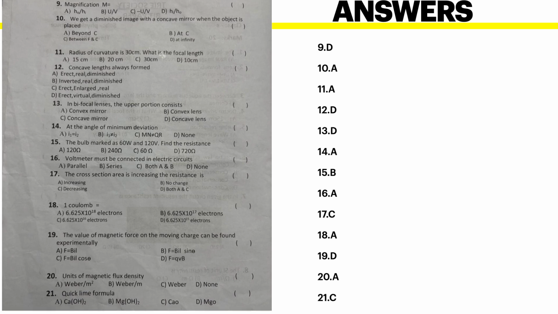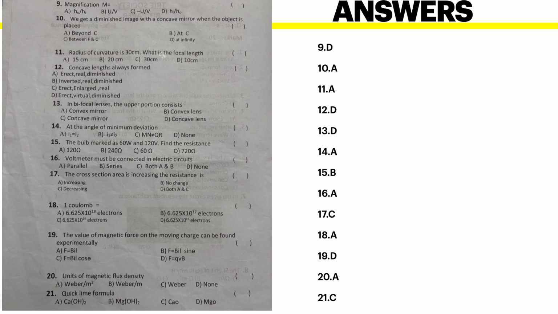Next one, for 15th one, the bulb marked as 60 watts and 120 volts. Find the resistance. So when you apply the formula, see here 240 ohms is the right answer. For 15th one, 240 ohms is the right answer. So B is the right answer. So power is equal to V square by R. We have to apply this formula.